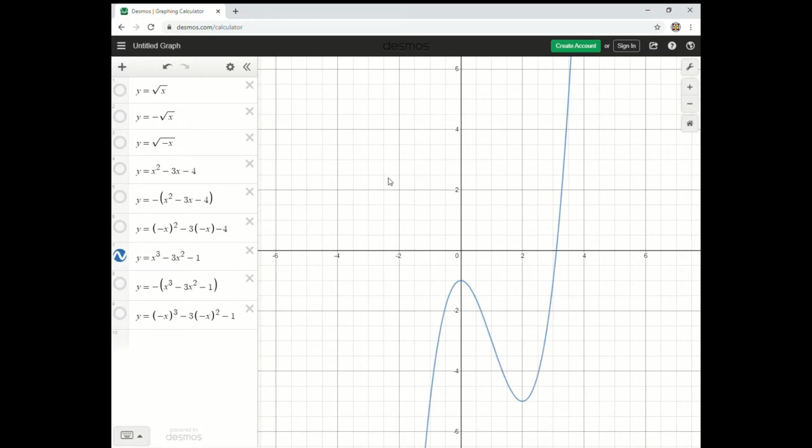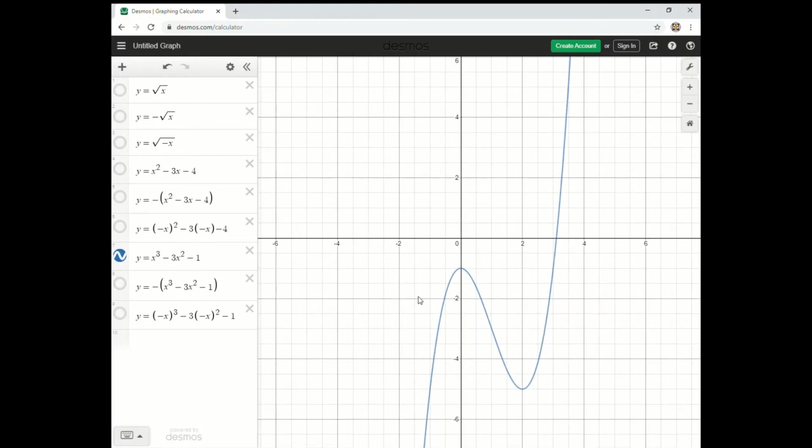And this is the sort of typical way that the questions are phrased. Here is y equals x cubed minus 3x squared minus 1. Could you sketch the graph of minus, x cubed minus 3x squared minus 1, all in brackets? Of course you could, because you know that the negative is outside the function. Hence, if it's outside the function, it means we're going in the y direction, which means I'm just going to flip the whole thing upside down.